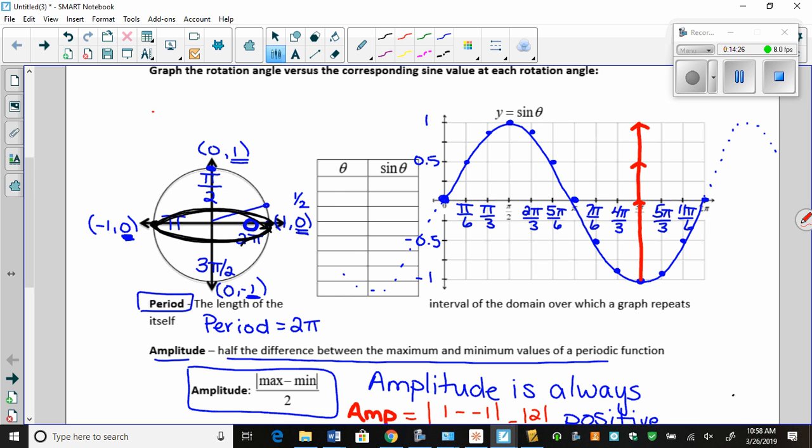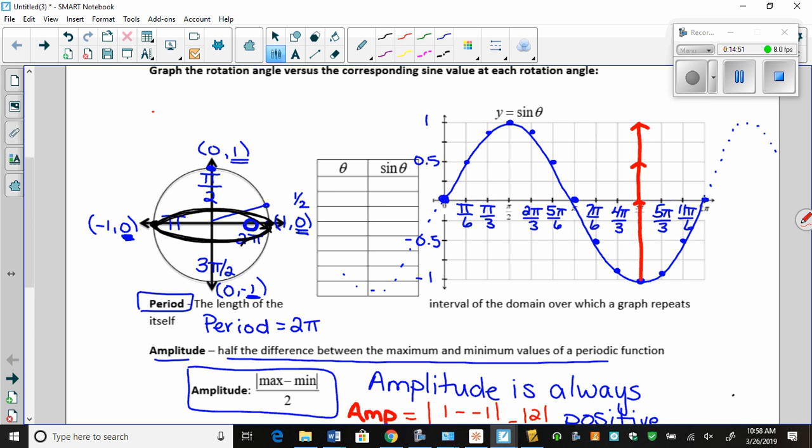Right now our window's at negative 10, 10, negative 10, 10. Is that the same window I just drew? No, it's not a really great trig window. If you are super stuck and you cannot get this to show up, you could press zoom trig and it'll at least set it to a trig window, after you've changed it to whatever mode you want. It'll at least give you a trig window and draw it somehow.